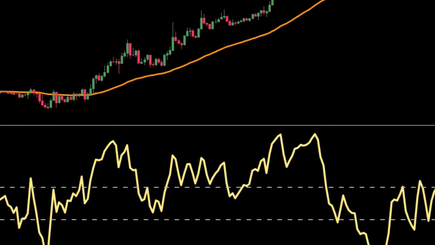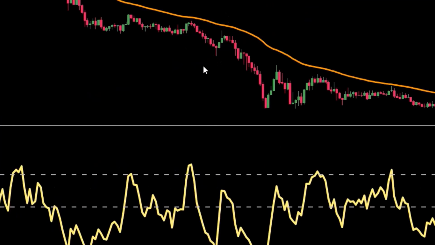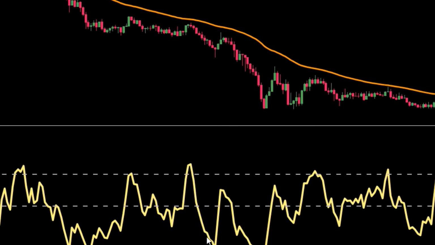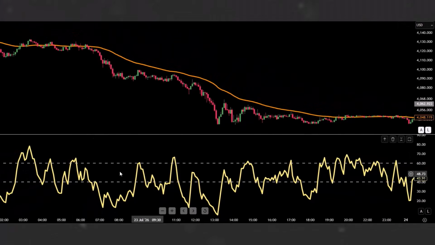For sell trades, the opposite happens. When price is below EMA 50, we wait for RSI to move toward 60 and look for signs that sellers are taking control again. This combination helps us avoid many weak signals and trade with the market direction. Now the strategy is complete.